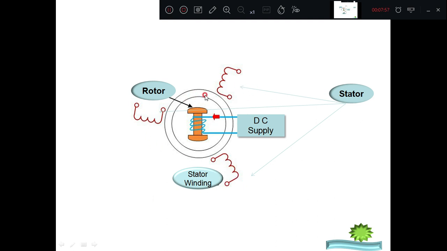These are placed here. Actually, there are a number of slots in the stator. In them, the conductors are placed and connected in a different fashion. It is R winding, Y winding and B winding. Winding means it consists of a number of conductors. And we have an electromagnet. It is excited by DC supply, thereby producing the magnetic flux.